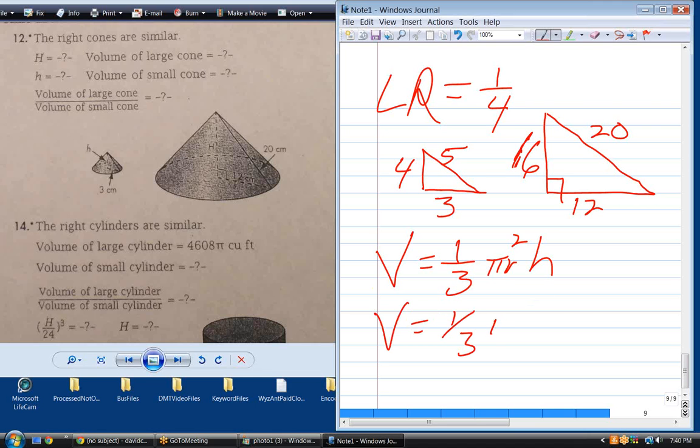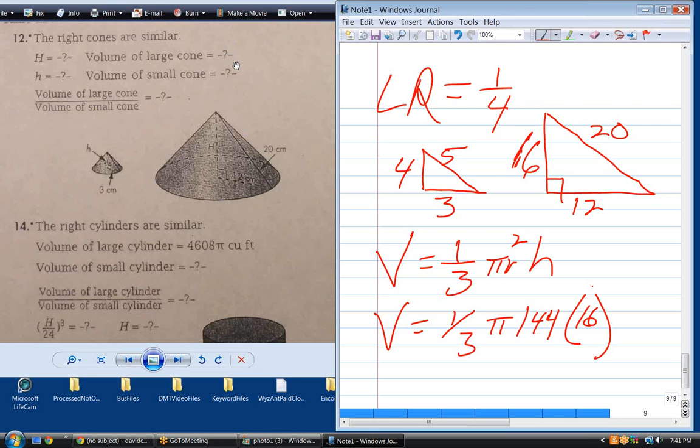Okay? So the volume of the large cone is 1/3. What's its radius? Radius of the base? Squared, r squared. Well, it's 12. So it's 12 squared, 144. And we figured out the height was 16. So there's the volume of the large cone. That number goes right there.